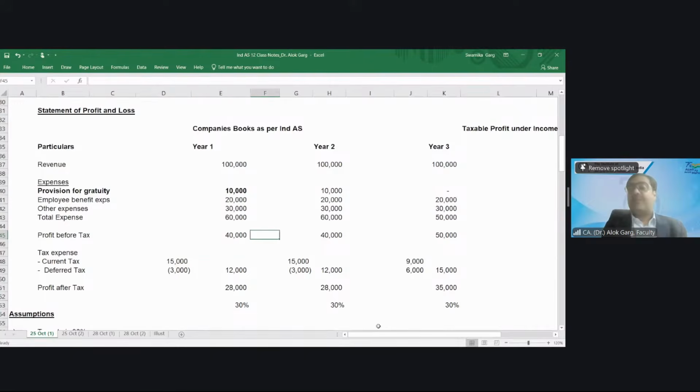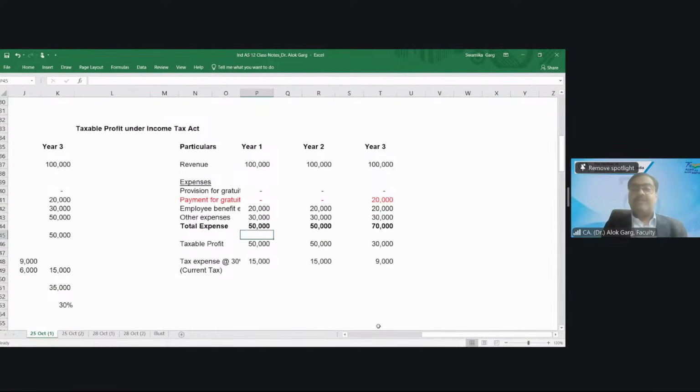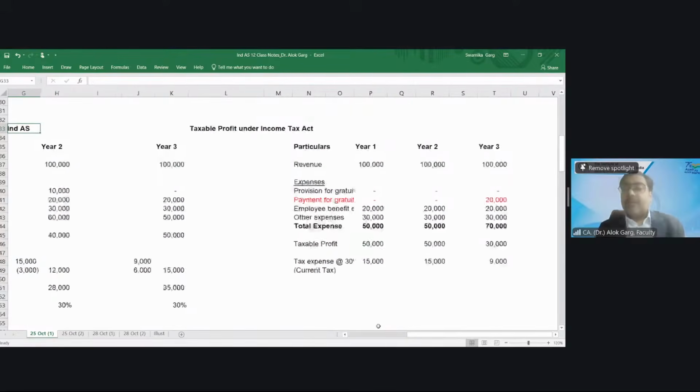In year 1, what is your profit before tax? It is 40,000. But let's say I prepare a P&L under the Income Tax Act, like you are preparing your profit and loss as per the Companies Act. We do it according to the Companies Act, right?